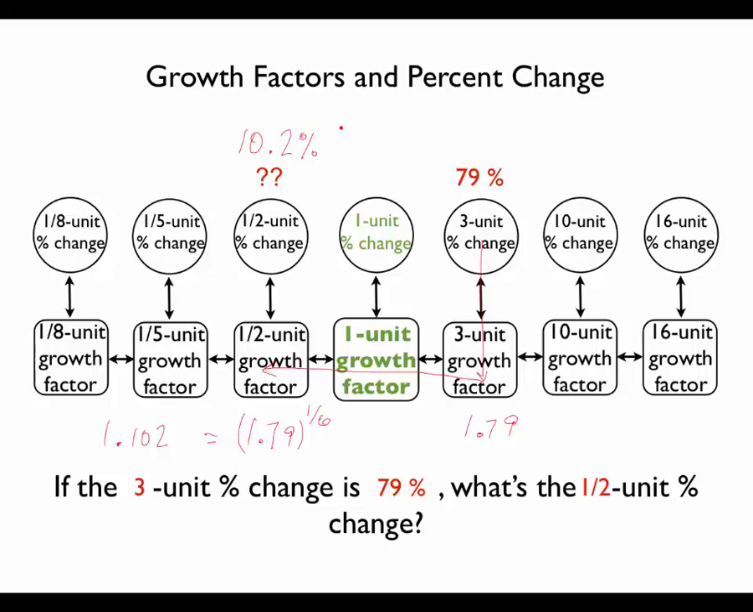Someone else get that? You guys agree? Yeah, cool. Questions on this? Yeah, so you're perfectly welcome to always go to your home base of your 1 unit growth factor. So that would be 1.79 to the what? 1/3. And then you would take that, and you would take that to the 1/2. So that's the same as 1.79 to the 1/6. All right, cool. Next one.